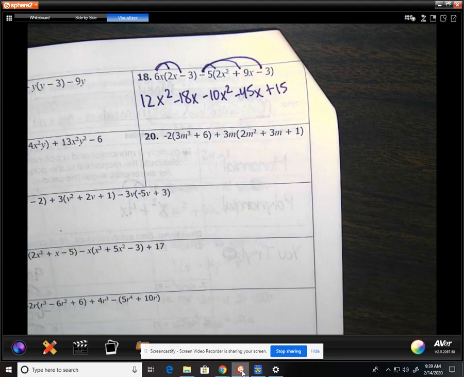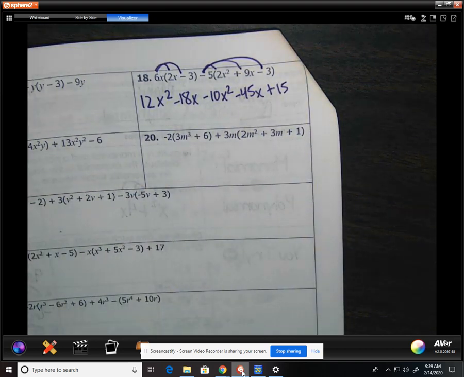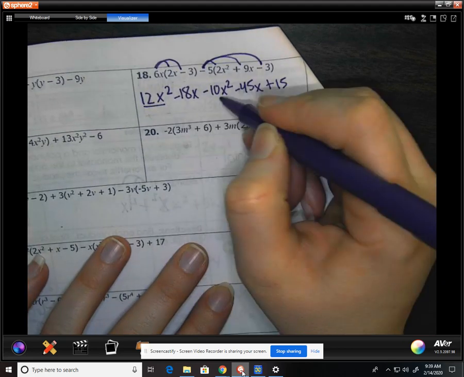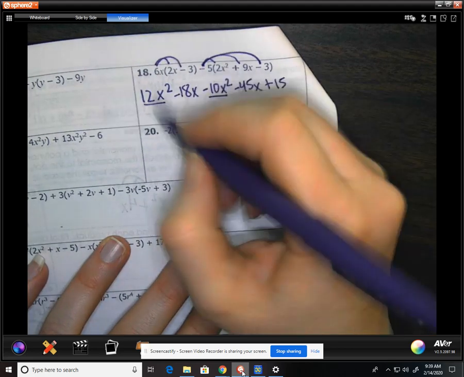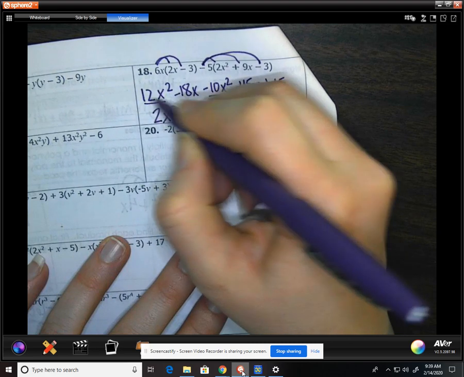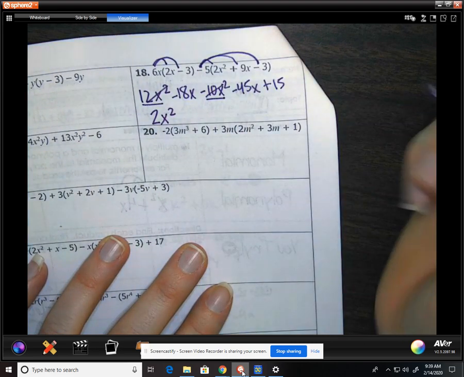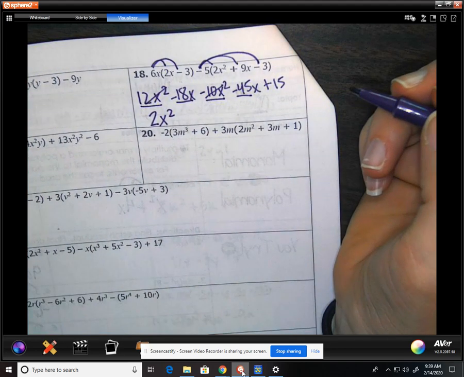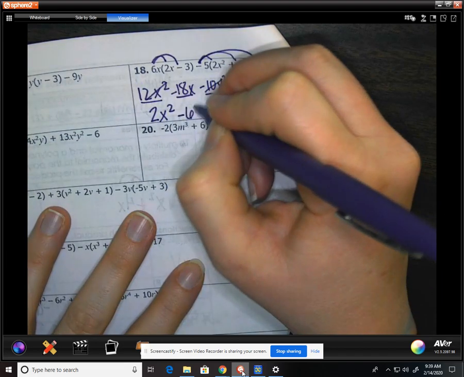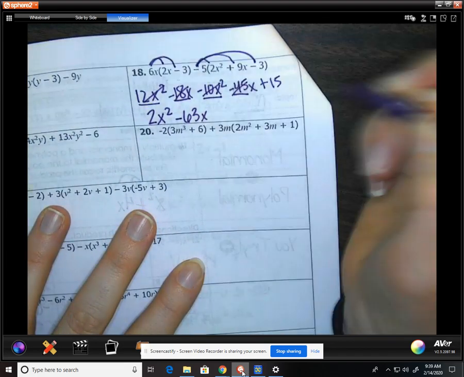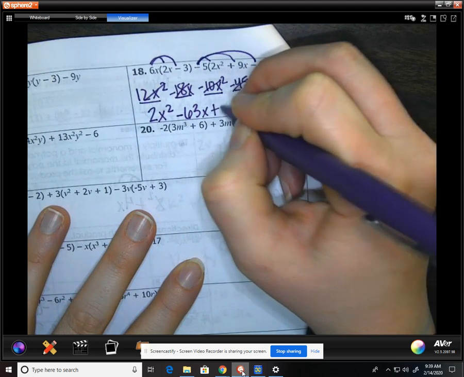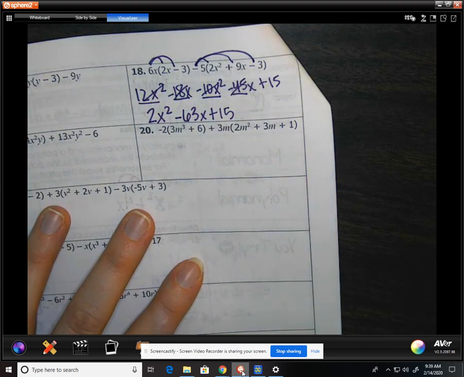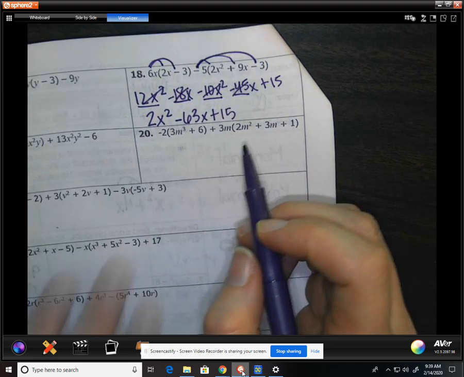Okay, so now that I have that, I have everything ready to go to combine. I start with my highest exponent. The highest exponent that I see are these x squareds. So 12 and negative 10 will add to give you 2x squared. I don't need those pieces anymore. And then negative 18 and negative 45 will combine because you move to your x's to give you a negative 63x, and then I don't need those two pieces anymore. And then the last thing that you have left is that plus 15, which you can't do anything with. Therefore, this is in standard form. It is complete. You are done with this problem.